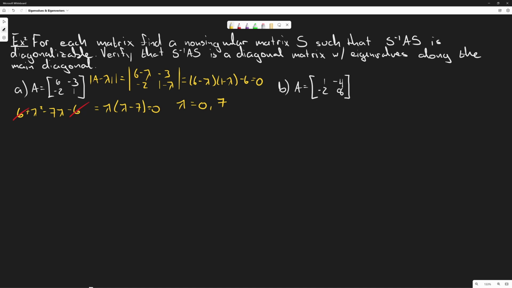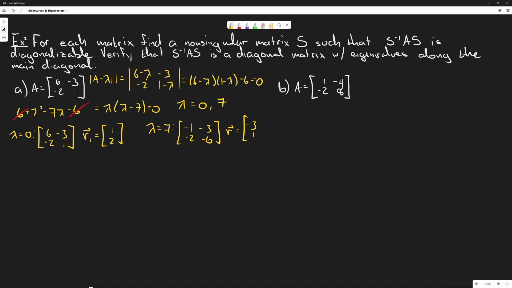So now that we have our eigenvalues, we can find our eigenvectors. The easiest one would be when lambda is equal to 0, because the matrix remains unchanged. And so for that to be equal to 0, our eigenvector will be 1, 2. And the other one, when lambda is equal to 7, we'll have the matrix -1, -2, -3, 1 minus 7 is -6. And so for that to be true, we'll need an eigenvector of -3, 1.